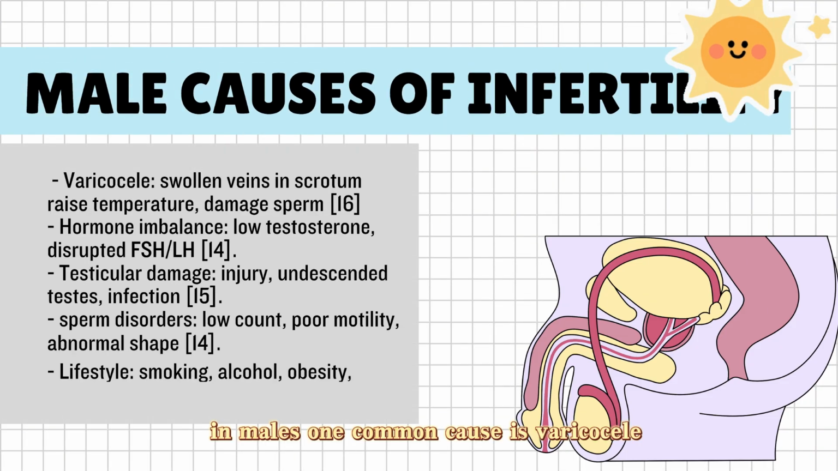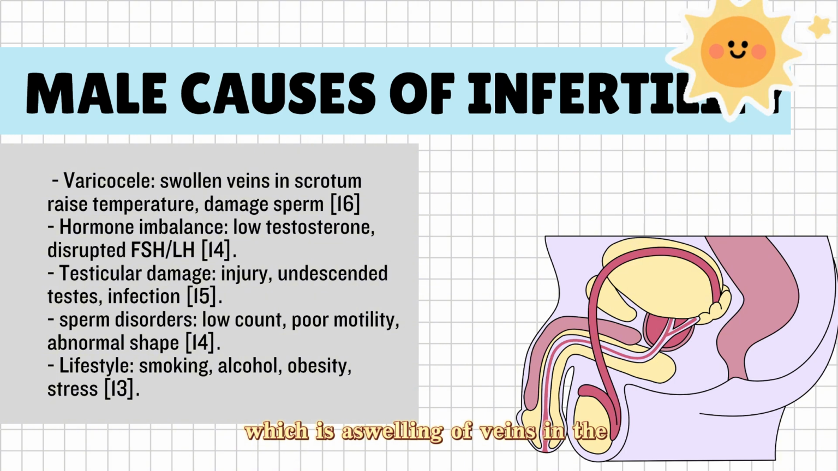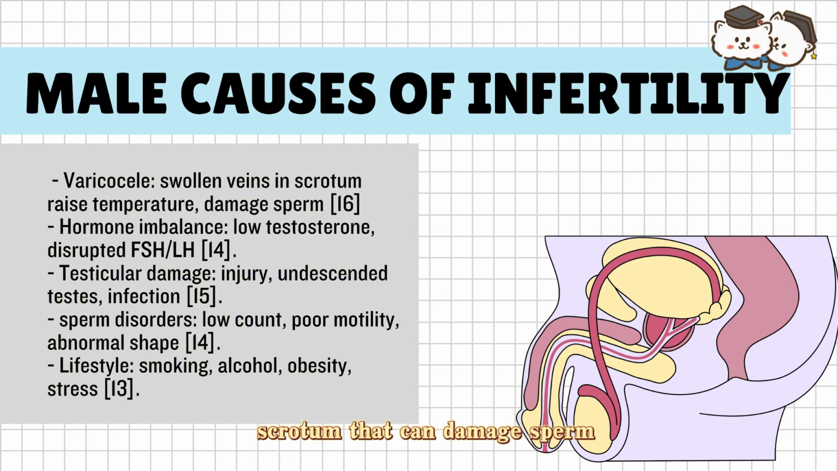In males, one common cause is varicocele, which is a swelling of veins in the scrotum that can damage sperm. In addition, hormone problems like low testosterone can also reduce sperm production. Other causes include undescended testicles, past injuries, or infections that affect the testicles, destroying tissues that produce sperm. Some men may also have sperm issues, like low sperm count, poor movement, or abnormal shape. Moreover, lifestyle factors like smoking, alcohol, obesity, and stress can also lower sperm quality.